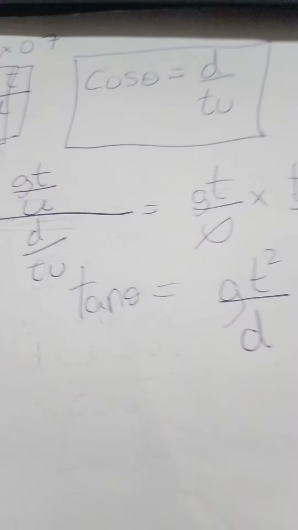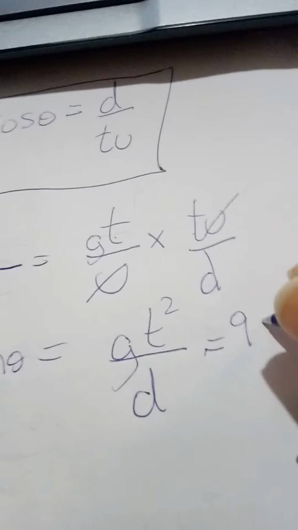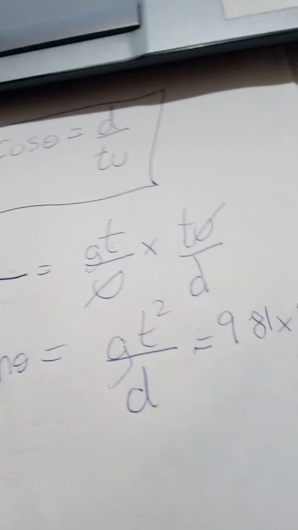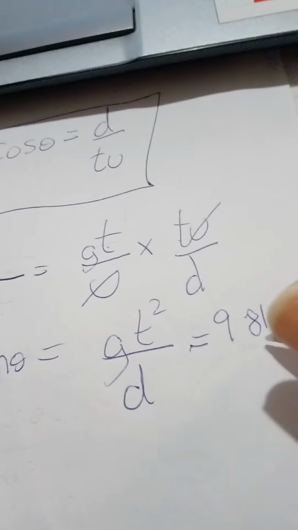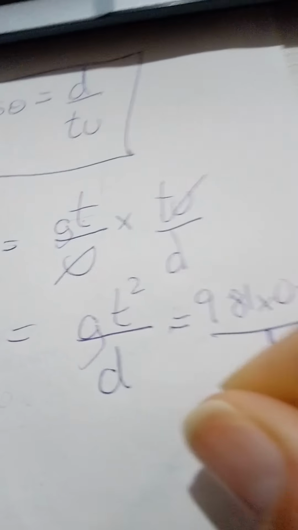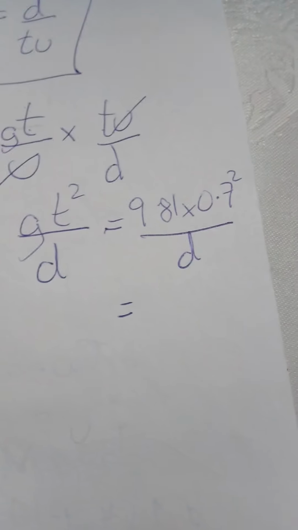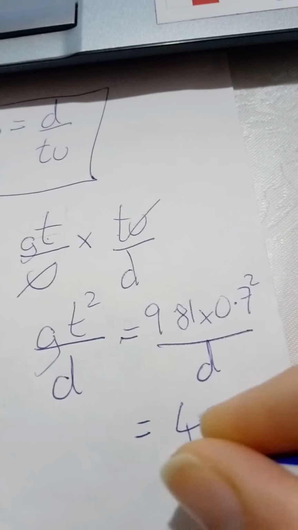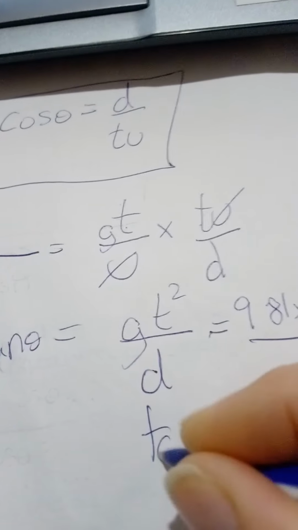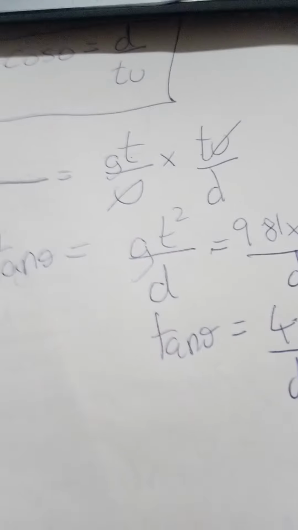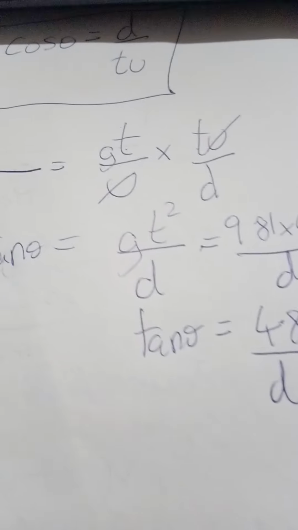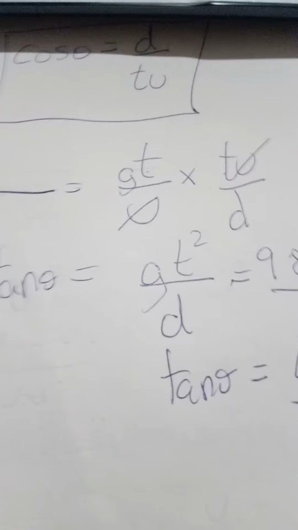And the part at the top, we can work it out now if we want to. It becomes 9.81 times 0.7 squared over d, which we don't know. And 9.81 times 0.7 squared is 4.8 over d, which is the first part of part C: calculate what is tan theta.